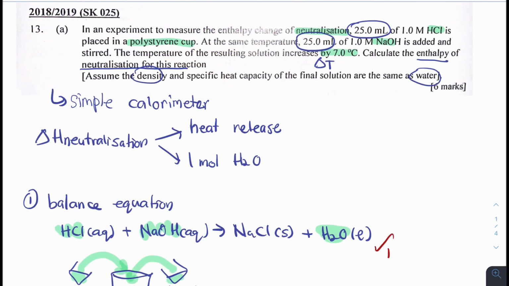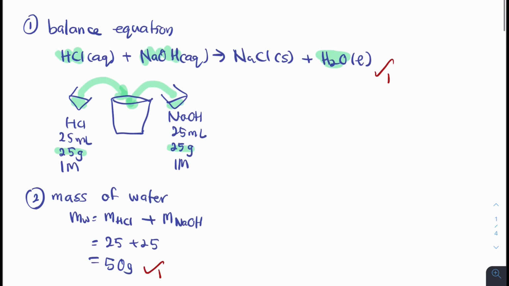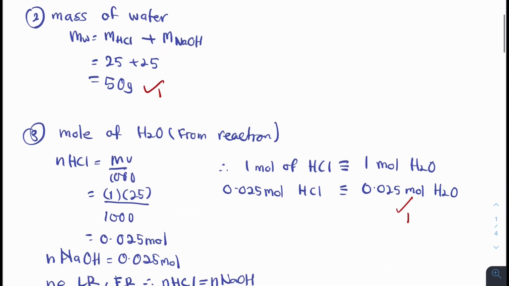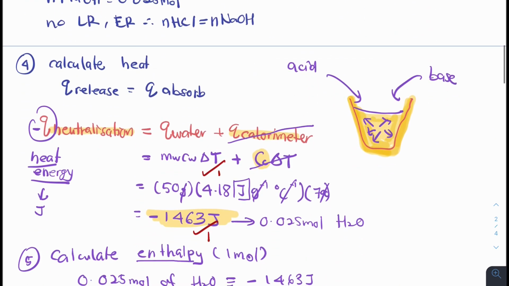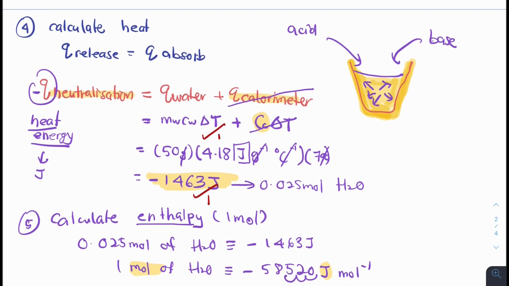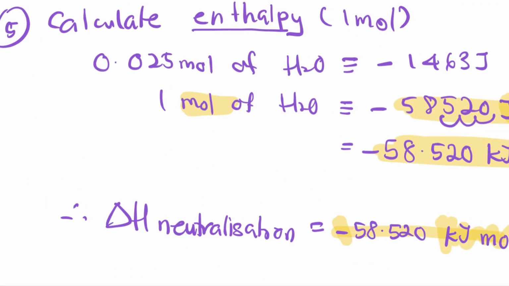This is 4 marks in total: 1 mark for the equation, the second mark for the mass of water, the third mark for the mole of water, the fourth mark is your formula or your substitution, the fifth mark will be your heat of neutralization, and the last mark will be your enthalpy of neutralization.